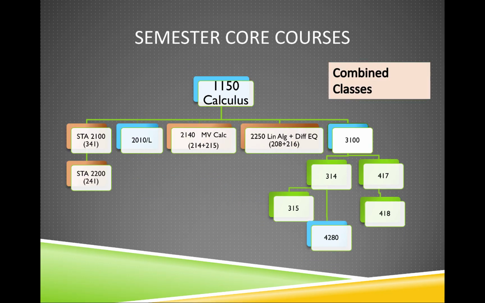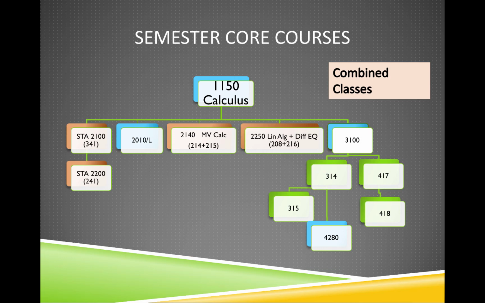The next type of change is what I'll call combined classes. So for example, the Math 214, Math 215, which were the two multivariable courses, are becoming Math 2140, a single multivariable course. Another example is the Math 208 and Math 216, linear algebra and differential equations. They're being combined into a single course, Math 2250, which covers both linear algebra and differential equations.